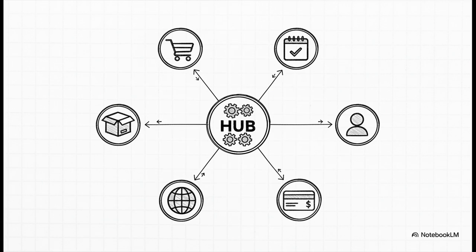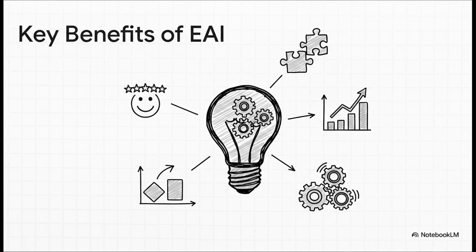Thankfully, a much smarter way came along, the hub and spoke model. Instead of that crazy web, every app connects to one central hub. This hub acts like an air traffic controller, managing all the messages and data flowing between the systems. It's so much cleaner, so much more organized, and way easier to scale. And the benefits here are massive.